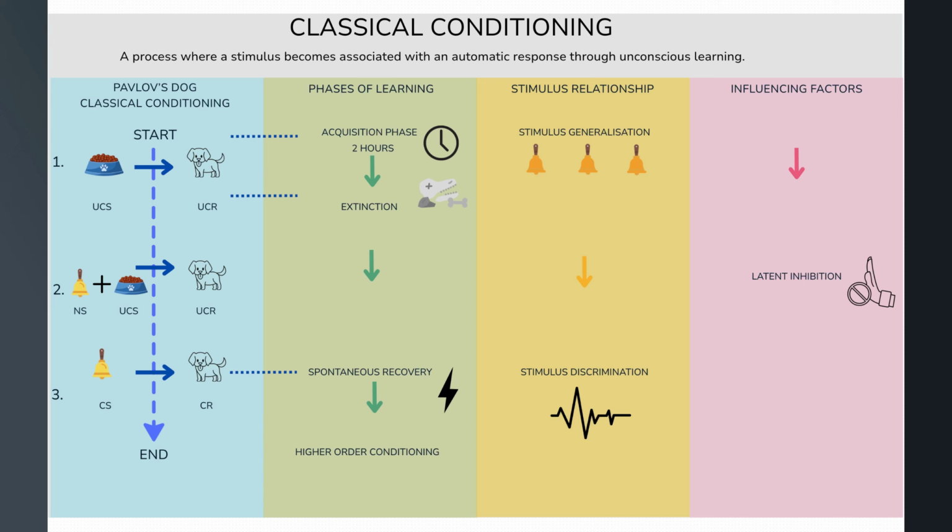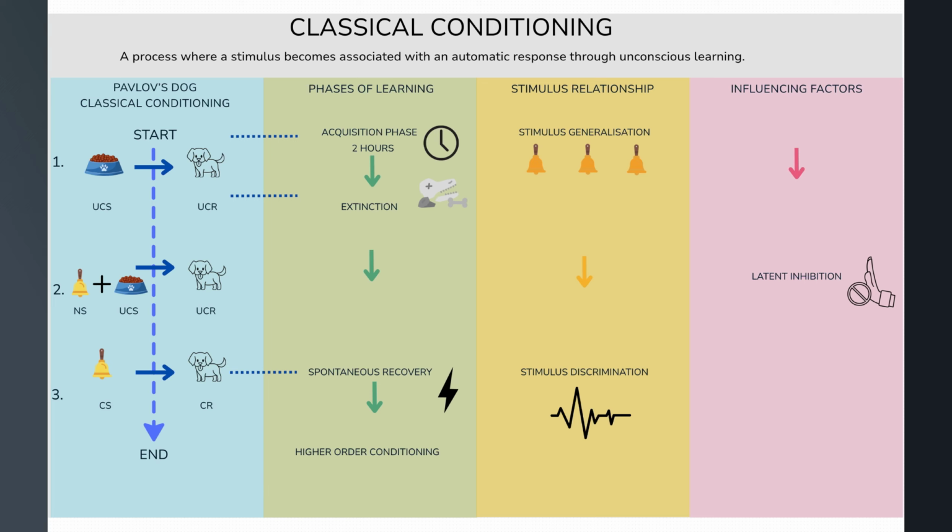Now look at the green column, which outlines the phases of learning. You will see the blue dotted lines from the blue column also show a link to the associated learning phases. First is the acquisition phase, where learning builds over time through repetition. The 2 hours label and clock icon show this process doesn't happen instantly.